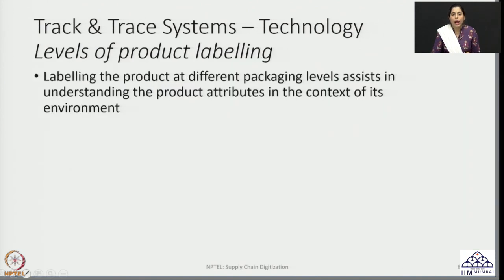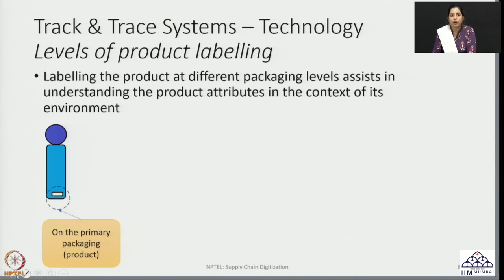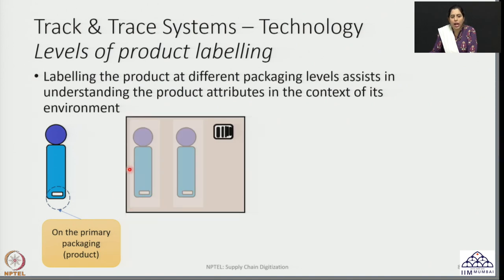So let us look at the levels of product labeling that could happen when it comes to attaching the barcodes and the tags. One of the levels that we can see is the primary packaging, which in this case, I'm taking, let's say, some kind of cosmetic which is placed in a bottle. So the bottle becomes primary packaging because it holds the liquid or the powder, and we can scan it at that level, at a very basic level. We can also scan the carton in which the item is going to be present. So the label can be present on the carton itself, which we call secondary packaging.